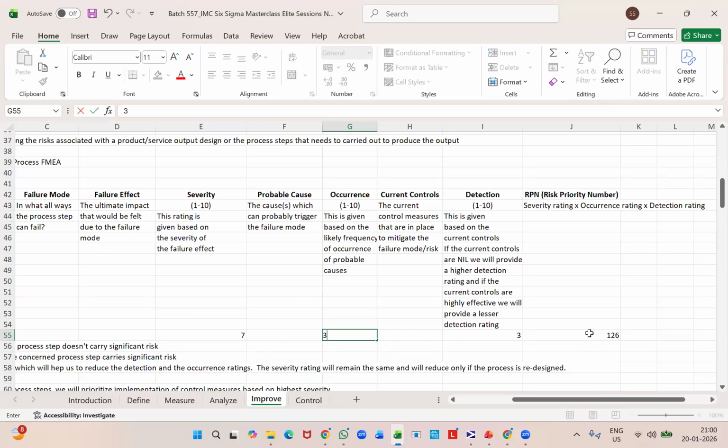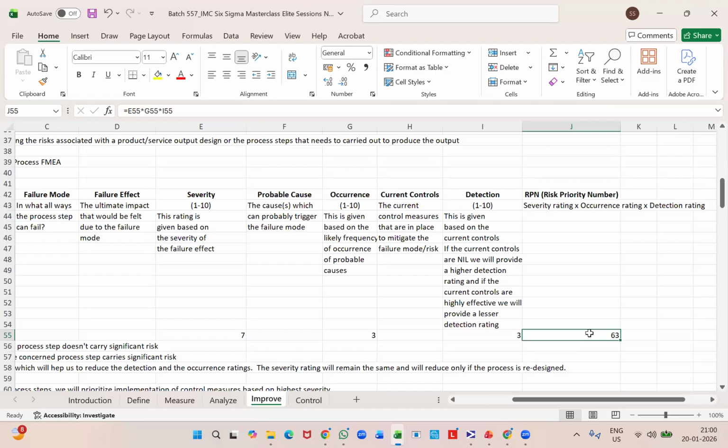So I will make this also 3 and I will recalculate the RPN, because the severity rating is going to remain as 7. As I told you, the severity rating will get reduced only if you are redesigning the process step. Just by implementing some effective control measures, we will not see any reduction in the severity rating. And once we recalculate this RPN, we get 63 as the value, which is less than 100, and we can infer that we have successfully mitigated the risk associated with that process step.